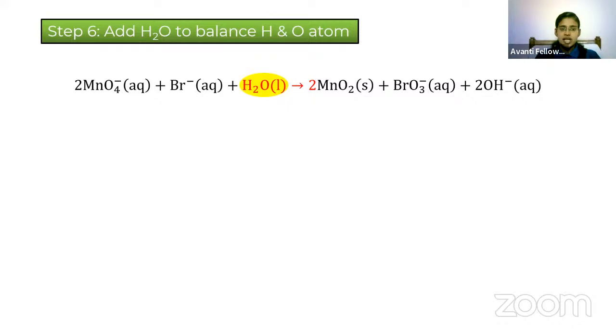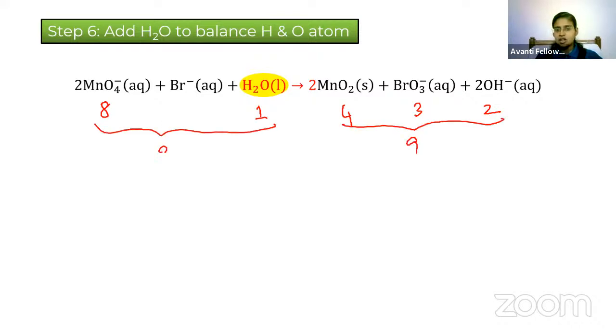Right? So how many oxygen do we have here? 2 into 4 is 8, and here only 1 oxygen. So 8 plus 1 is 9. And here we have 2 into 2, 4, here 3 and 2. So 9. So here also we are having 9 oxygen, and here also we are having 9 oxygen. Oxygen is balanced. And we have 2 hydrogen here and 2 hydrogen here. Hydrogen is also balanced.